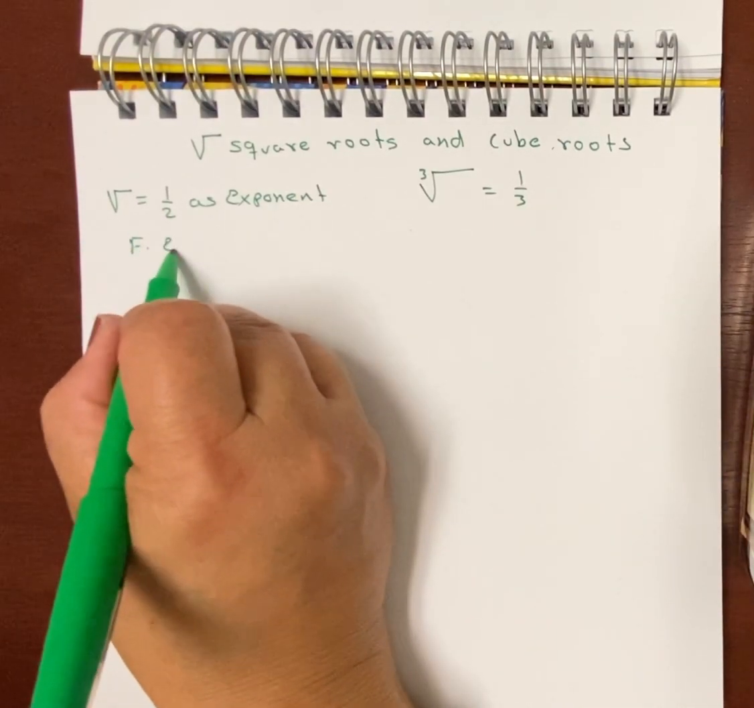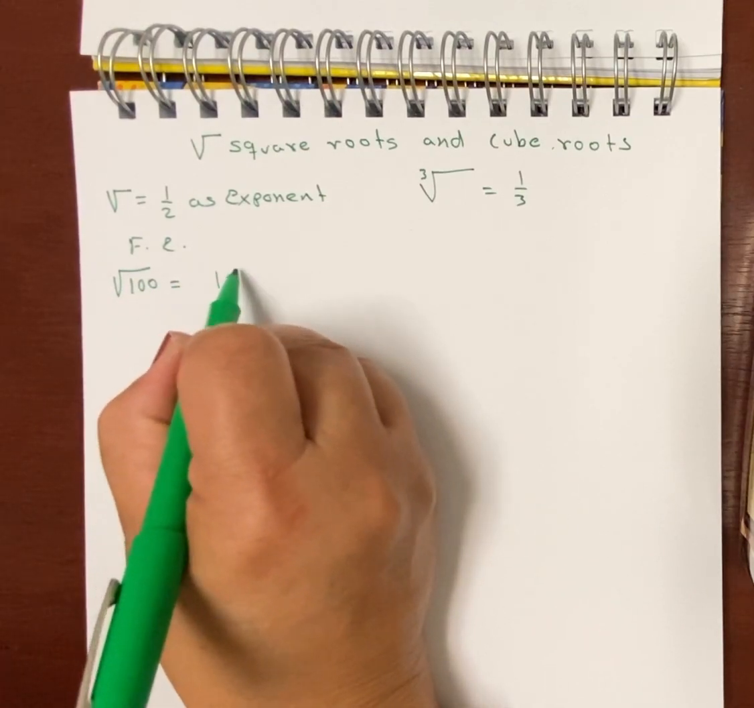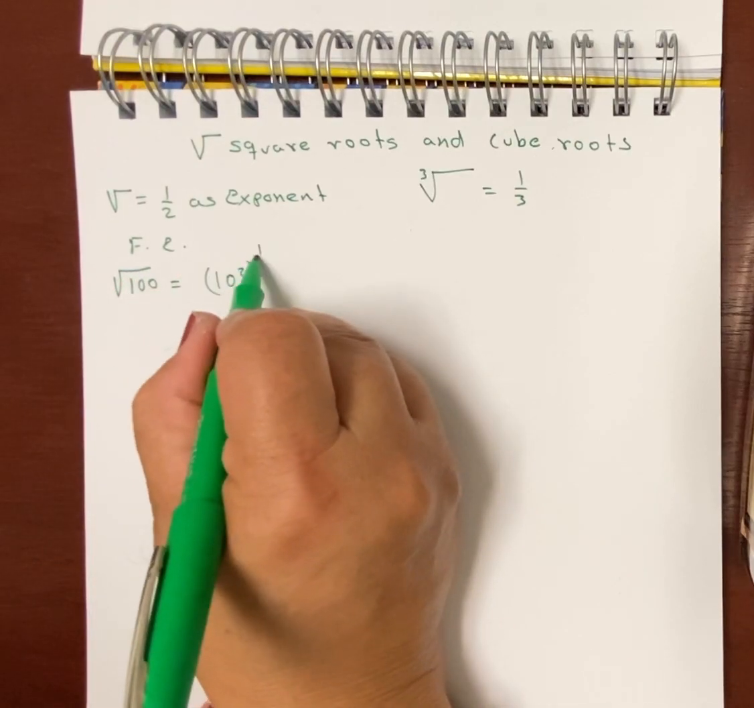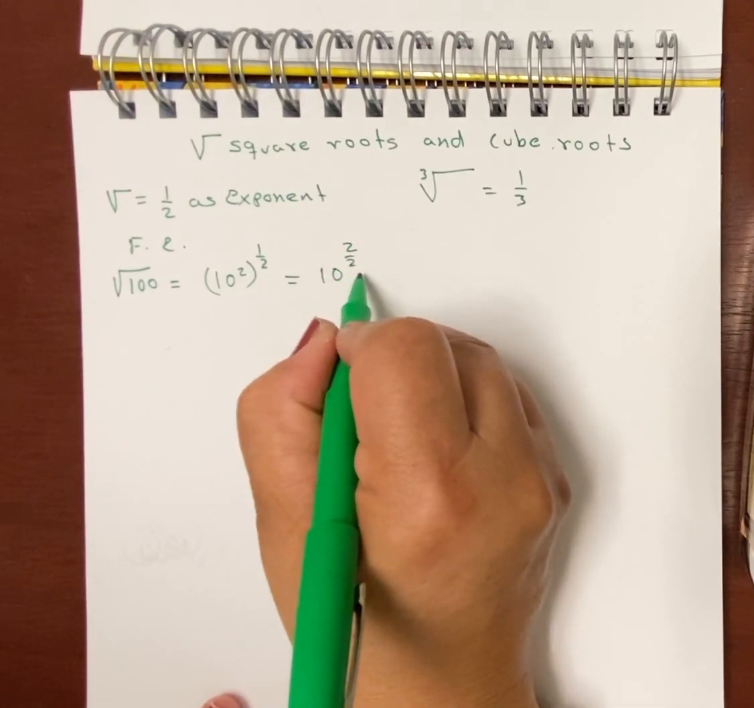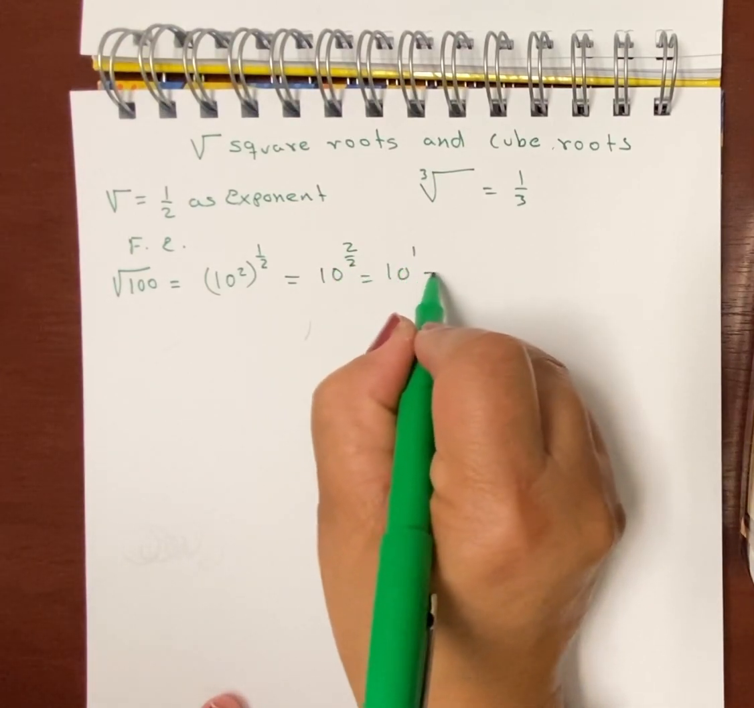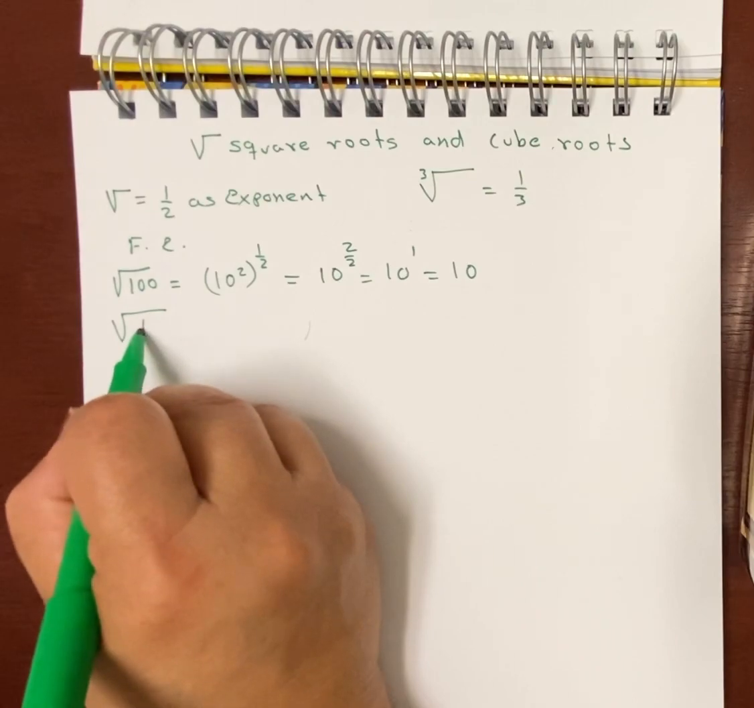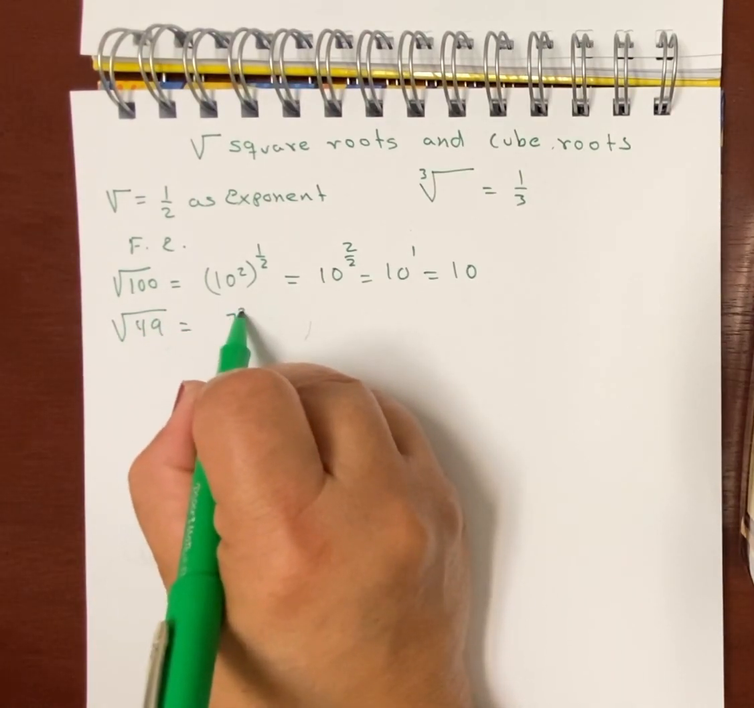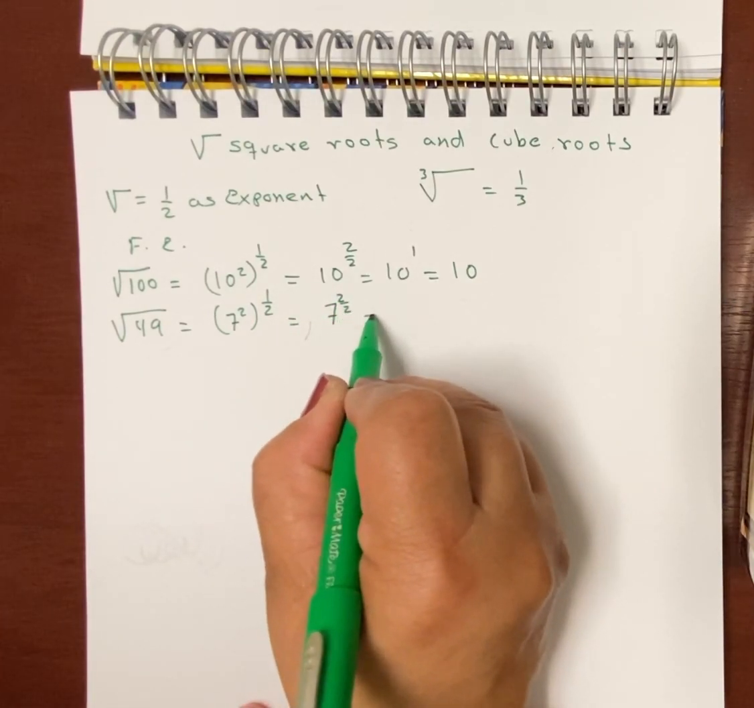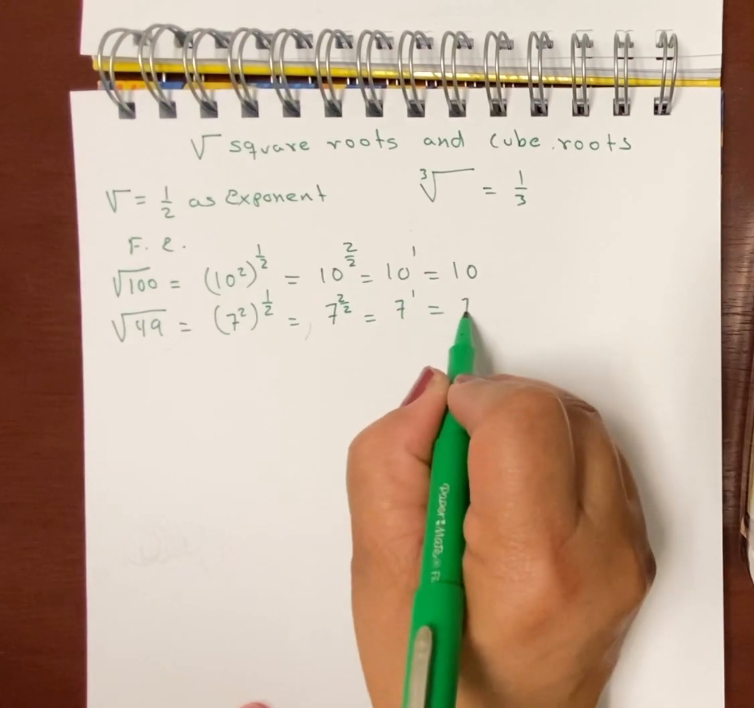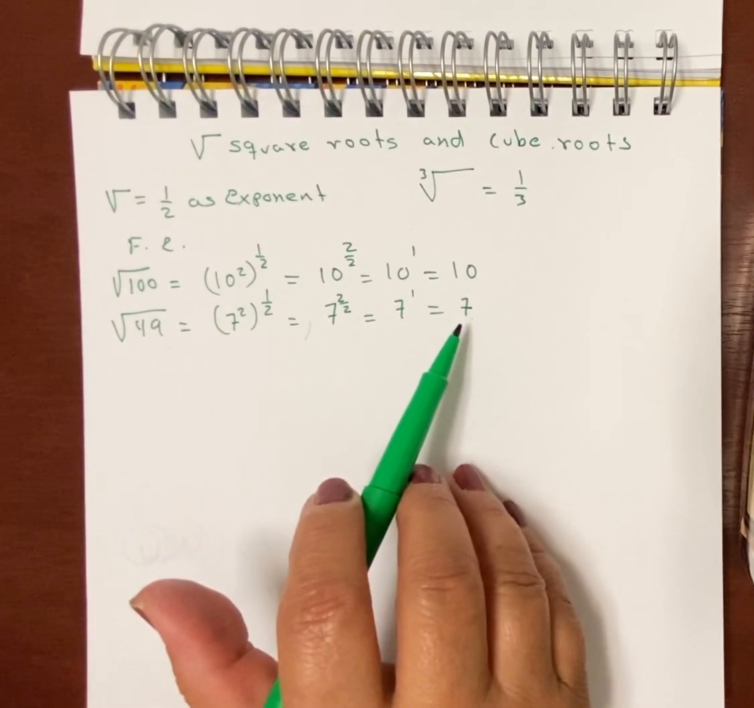For example, if I have the square root of 100, this is the same thing as having 10 to the second power and then to the 1/2. This is an exponent to an exponent: 10 to the 2/2, which equals 10 to the 1, and this will be, yes, 10. Now, if I were to have the square root of 49, this is the same thing as having 7 to the second power and then to the 1/2, which will be 7 to the 2/2, equals 7 to the 1, which is just 7. Or 7 times 7 is 49. That's why the square root of 49 is 7.